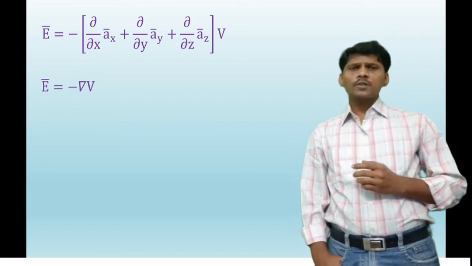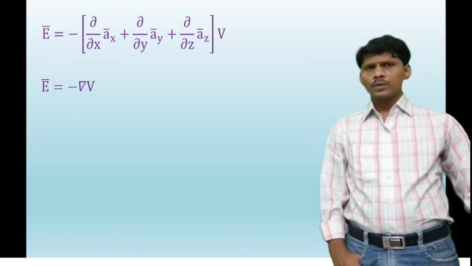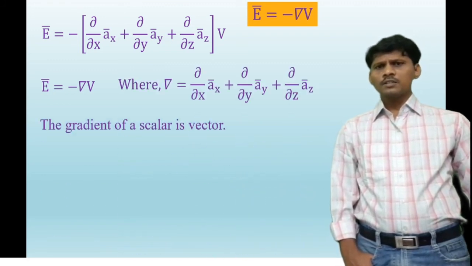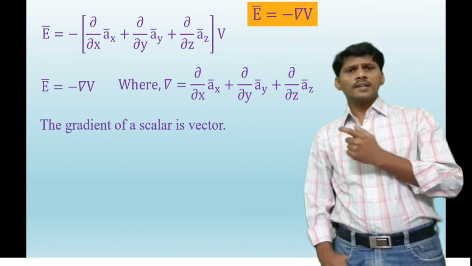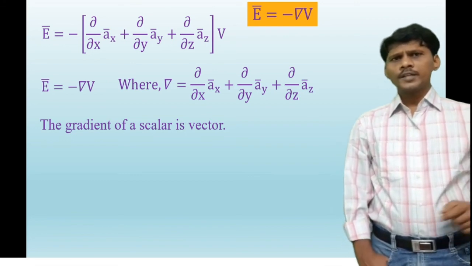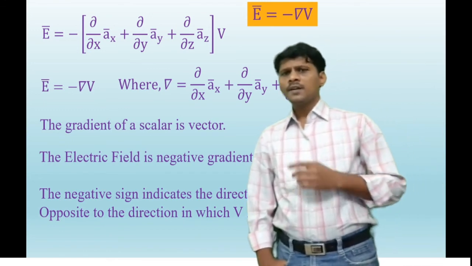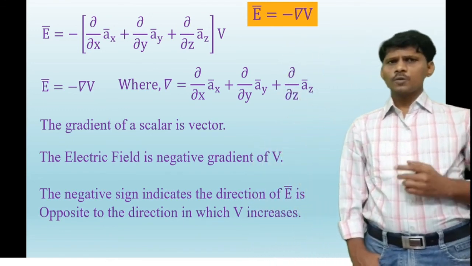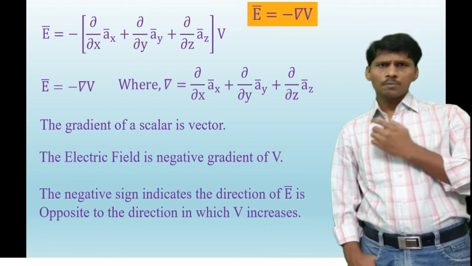The vector differential operator del is equal to dou by dou x Ax bar plus dou by dou y Ay bar plus dou by dou z Az bar. So this is the equation of the relationship between electric potential and electric field intensity. Electric field intensity is the negative gradient of the electric potential. E bar is equal to minus del V. So this is a very important concept and a very important relation.